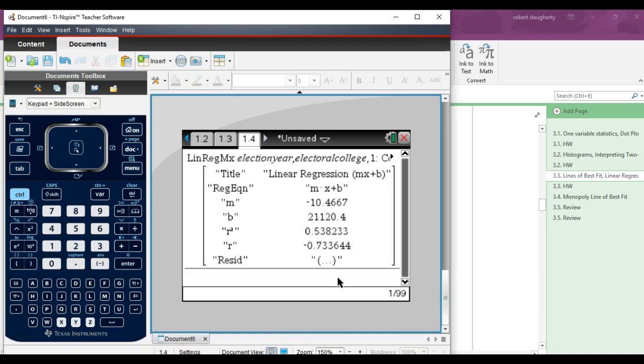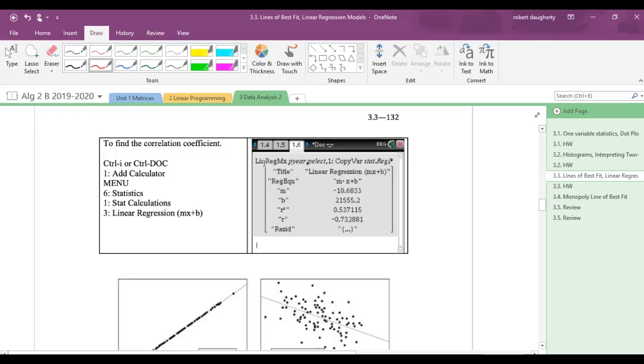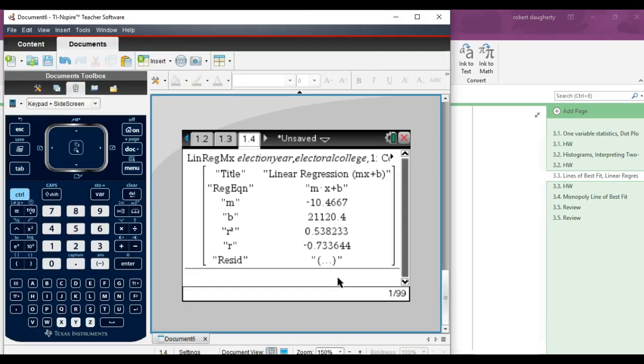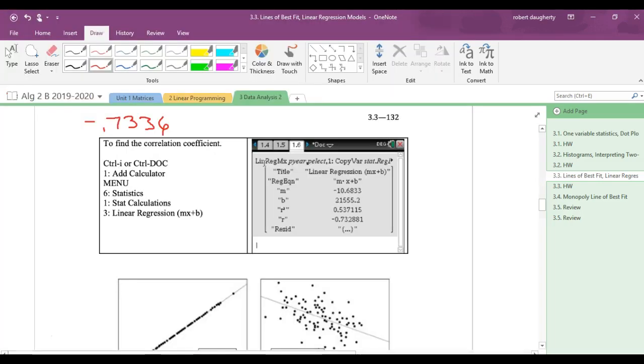And then R, this is my correlation coefficient. So my correlation coefficient is -0.7336. Okay, so the correlation coefficient here is -0.73, and 733 is what I found in that particular one. So for the one I just did, I found -0.7336. Is that what I said? -0.7336.